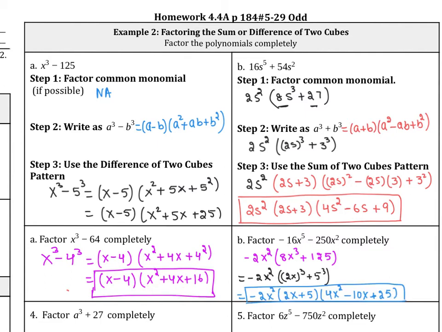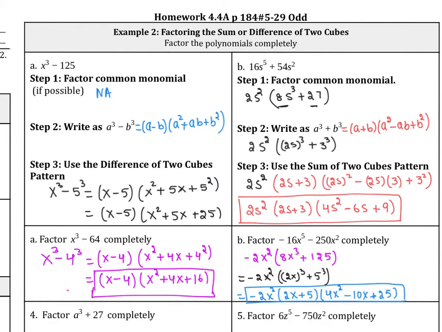Factor negative 16x to the 5 minus 250x squared completely. So first thing you want to see is if you have any common monomial. In this case, we have negative 2x squared. So factor that negative 2x squared out. Inside, both terms are going to be positive because you factored out the negative. 16 divided by 2 is 8, and x to the 5 divided by x squared is x cubed, so 8x cubed plus 125. Write it as the sum of two cubes.